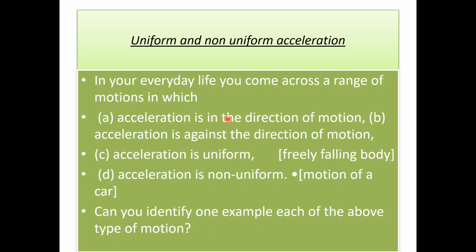First is acceleration in the direction of motion. A freely falling object: the motion is downward, and acceleration due to gravity is also downward, so in free fall acceleration is in the direction of motion. You are throwing a stone upward. What is the direction of motion? This way. In which direction is the acceleration due to gravity? It is pulling back downward.